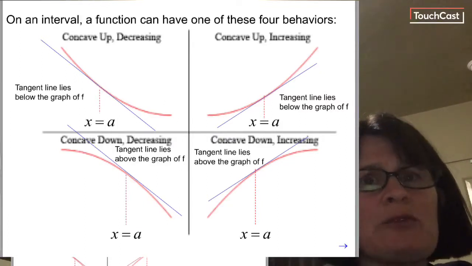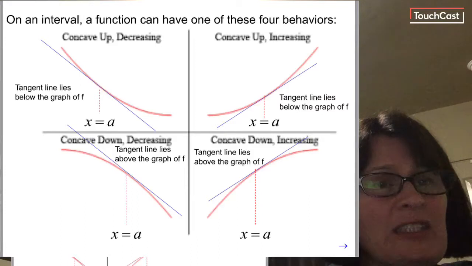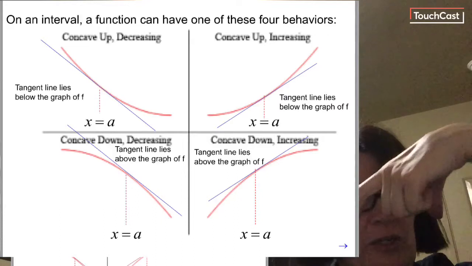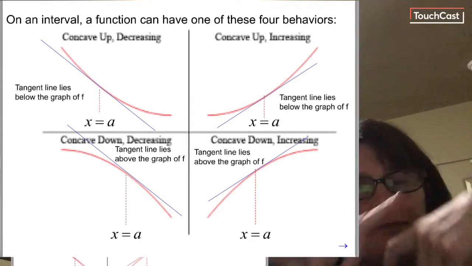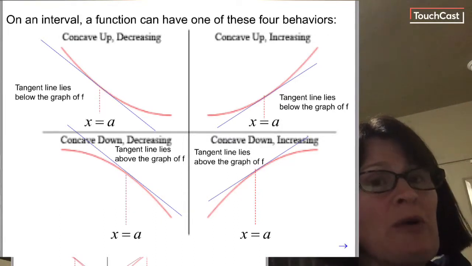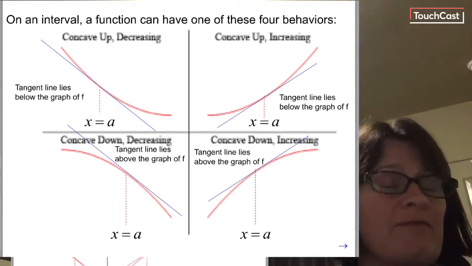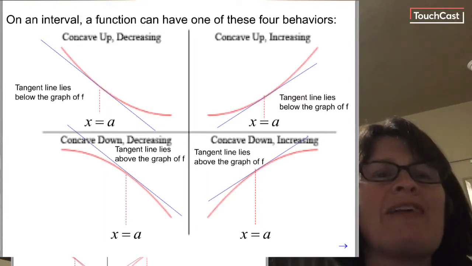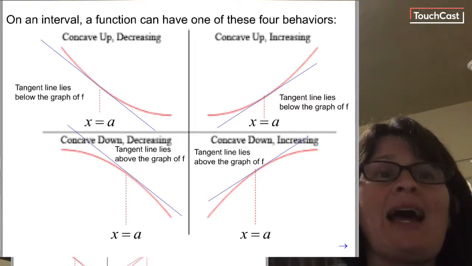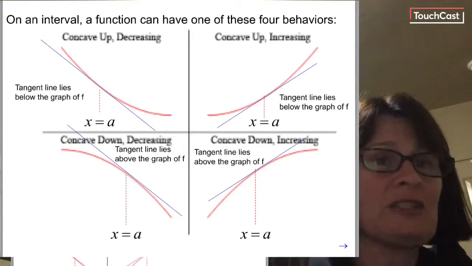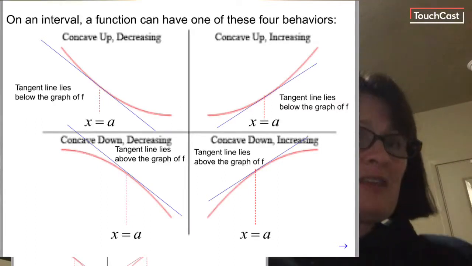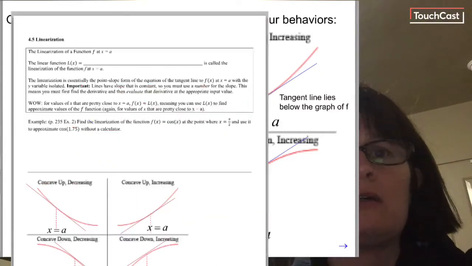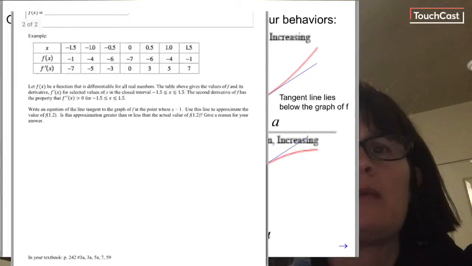For the bottom 2 possibilities, when the function is concave down and decreasing or concave down and increasing, my tangent line lies above the curve. So here's my curve, and then the tangent line lies above it. So if I wanted to use the linearization to approximate a value on the function, my estimate is always going to be an overestimate. So if we look at it this way, we can conclude that whether your tangent line is an overestimate or an underestimate depends on the concavity of your graph. So that is an important note that goes in your notes paper here.